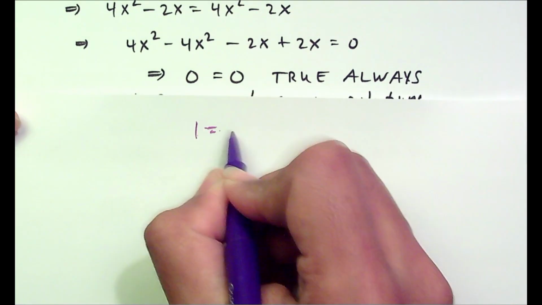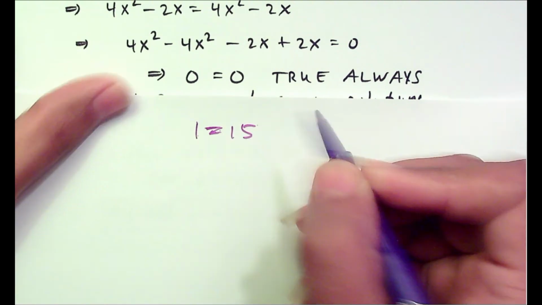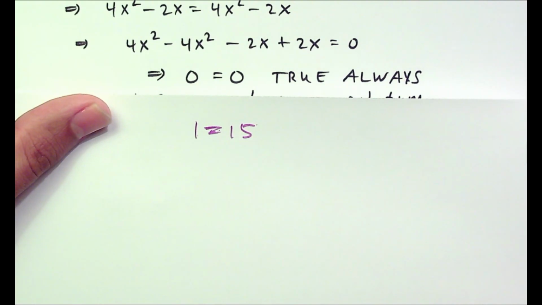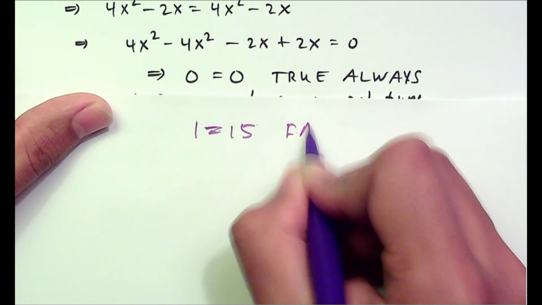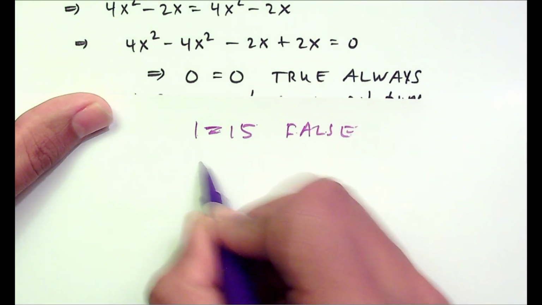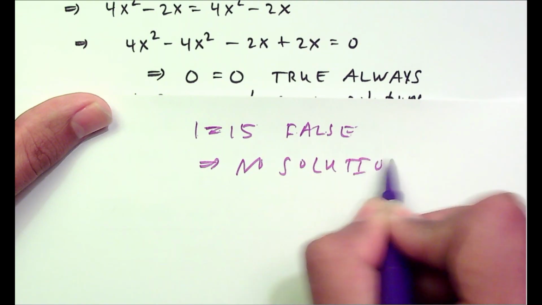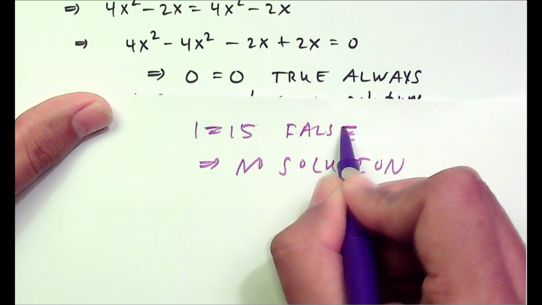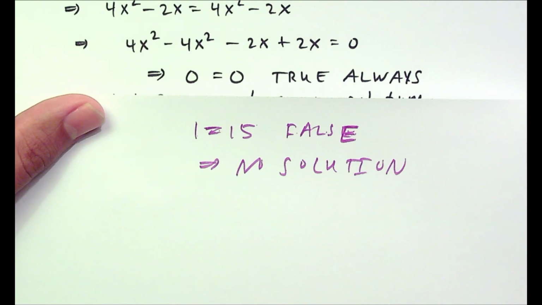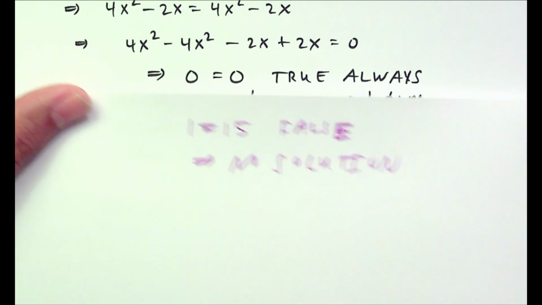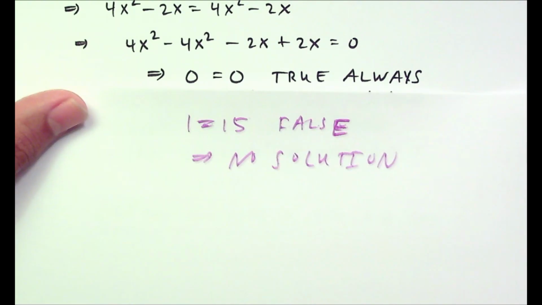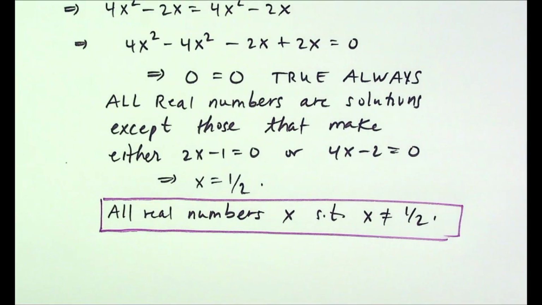If you happen to get something that is always false, such as 1 equals 15, in that case, since that is always false, that would mean that there's no solution whatsoever. No solution. If you get something that is always false, that means there's no solution. If you get something that is always true, that means every number is a solution except the ones that need to be discarded, because you cannot divide by 0. All right, and that's all.